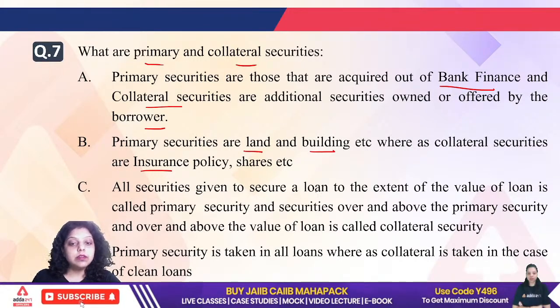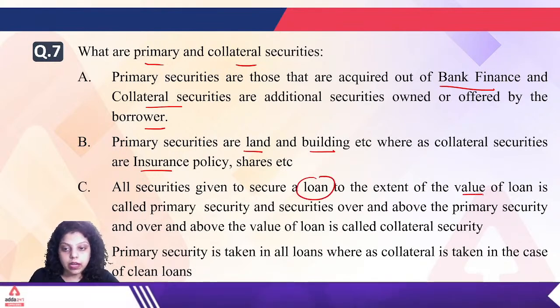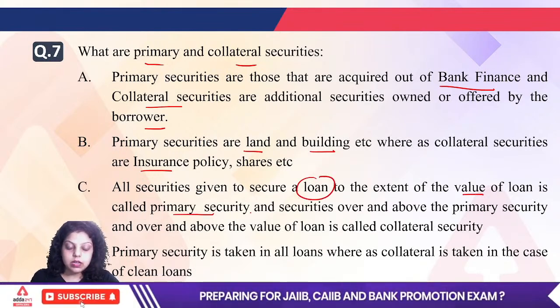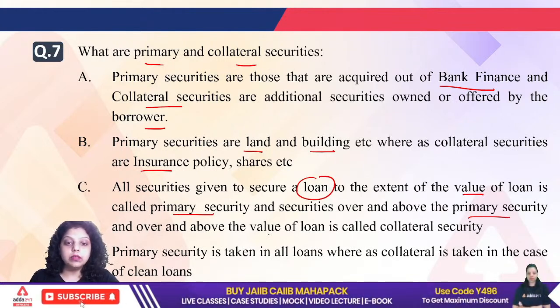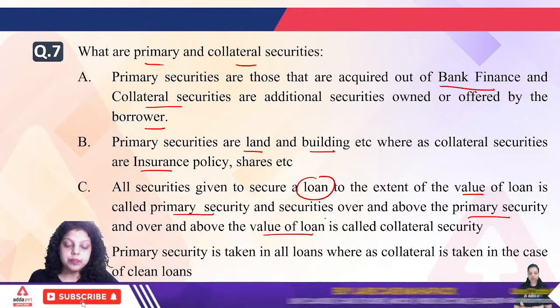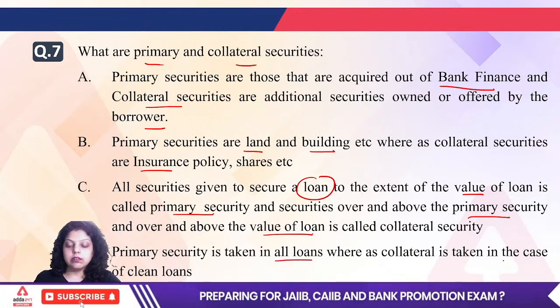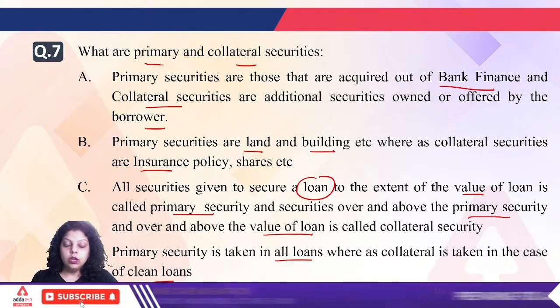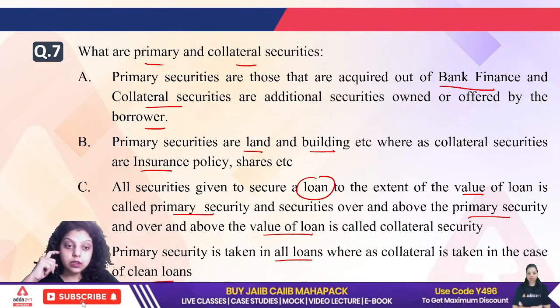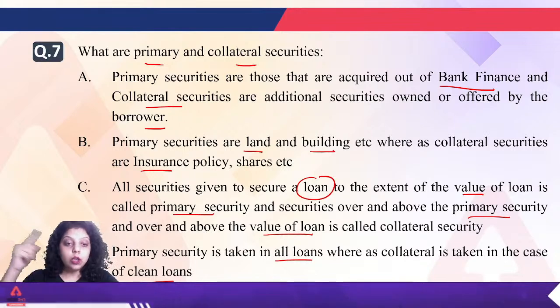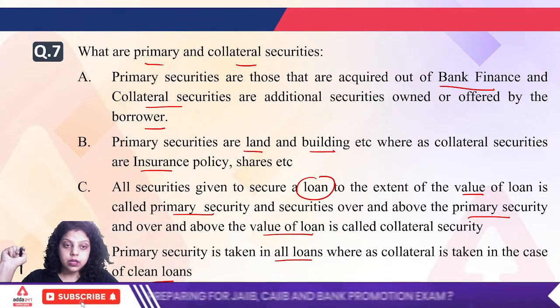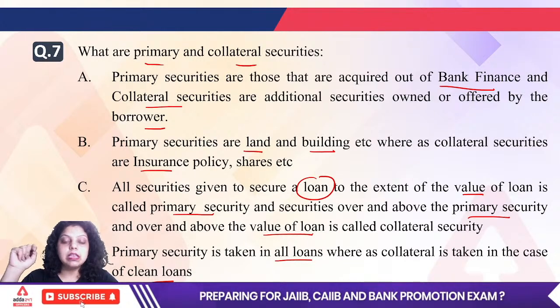All securities given to secure a loan to the extent of the value of the loan is called primary security, and securities over and above the primary security and the value of the loan is called collateral security. The fourth says primary security is taken in all loans, whereas collateral security is taken in the case of a clean loan. So which of the following defines the difference between primary and collateral security? Which will be true? A, B, C or D?